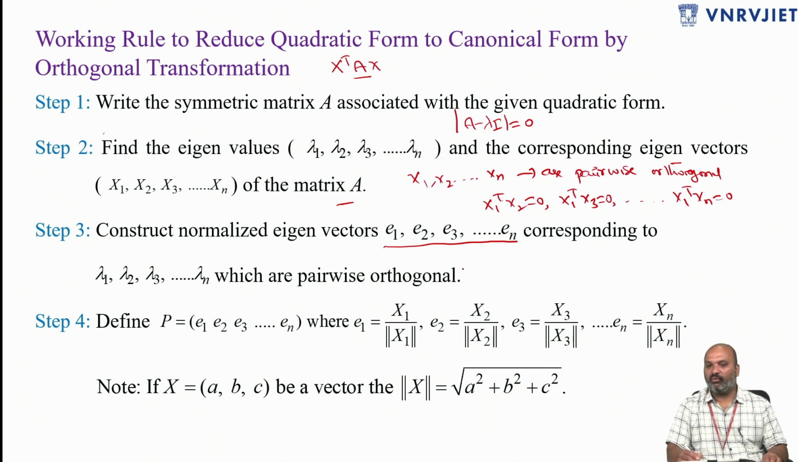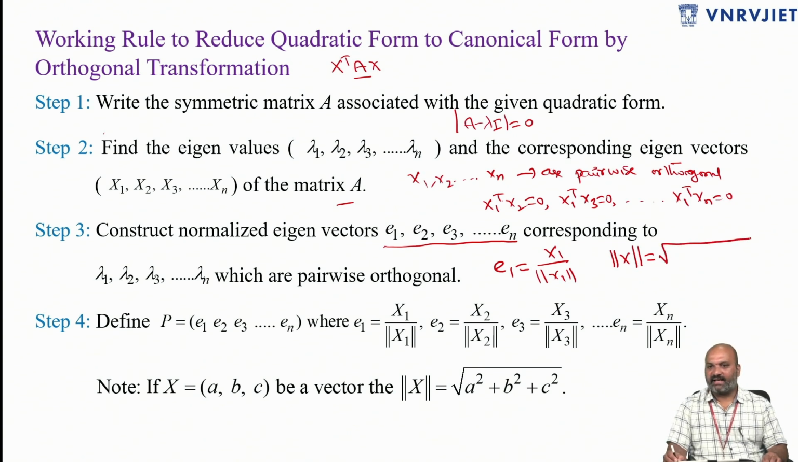Before this, how to normalize the eigenvectors? What is normalization? Dividing the vector by its magnitude. What is meant by magnitude? Say you have a vector x with elements, say a, b, c. I'll consider only 3 elements in the vector, and that can be generalized to any number of variables.